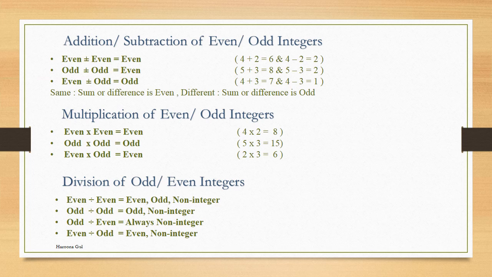Now, in division of odd and even integers, an even integer divided by an even integer is going to give us even, odd, or a non-integer. Odd divided by odd is going to give us an odd or a non-integer. Odd divided by even is always going to give us a non-integer. And even divided by odd is going to give us an even or a non-integer. I would suggest, in order to better understand the expressions, kindly try adding.